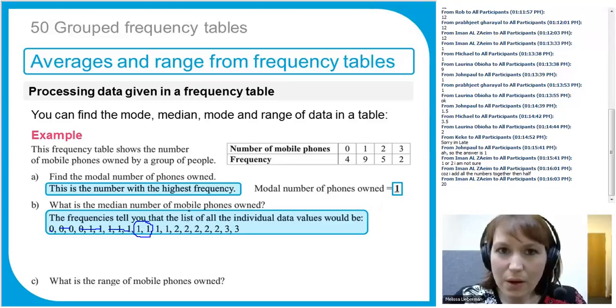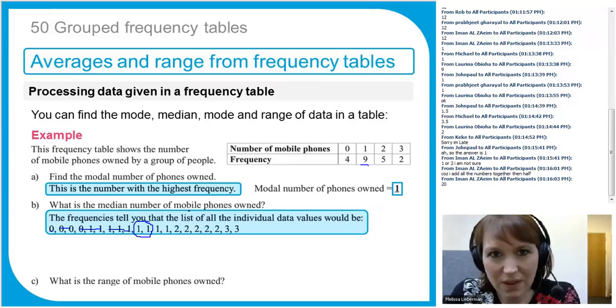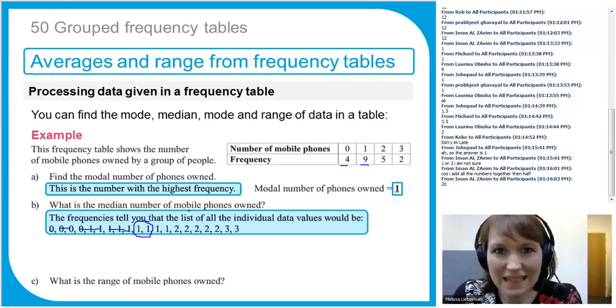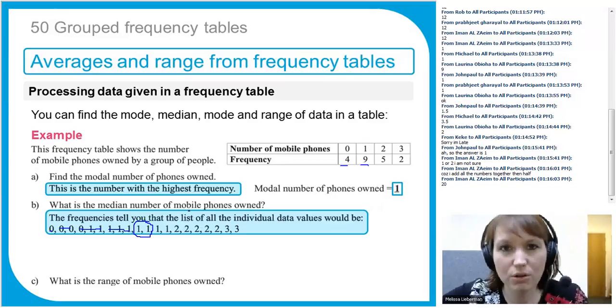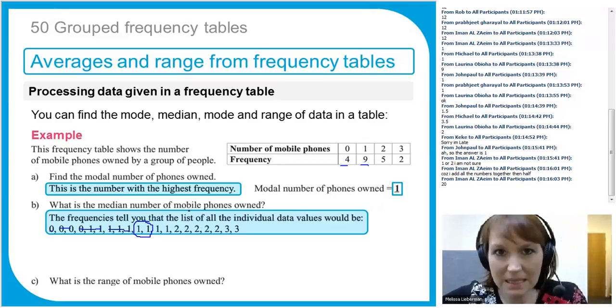Now, if you want to do it without writing out all of the numbers in order like this, the way to do it would be to say, okay, there are 20 people in this group, and I know that the median is going to be halfway between the 10th and the 11th, and I would just add up the numbers. So 4 people have none. 4 plus 9 is 13. So I know that between the 5th person and the 13th person, they've all said 1. So the median, the 10th and the 11th value, is going to be 1. So that would give me that answer as well. So what I would do is go through and add the frequencies until I got to the middle value, and that would then tell me the median number of phones.